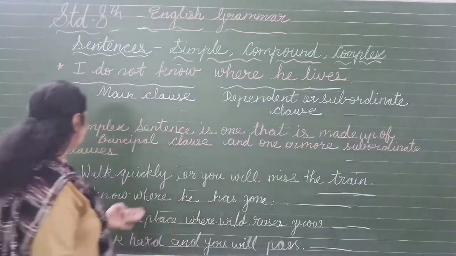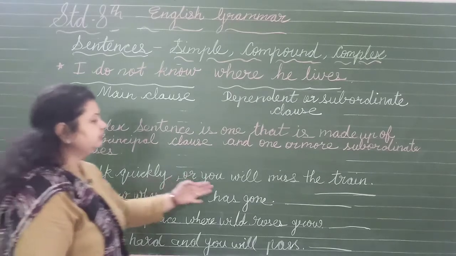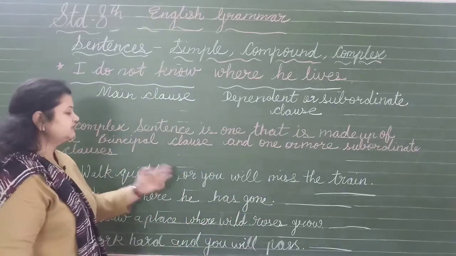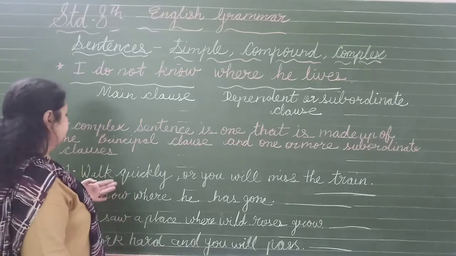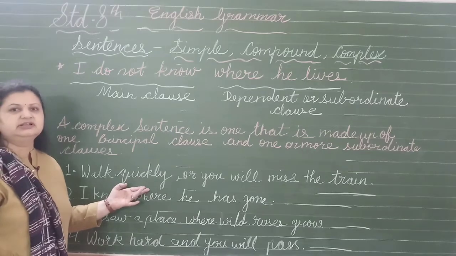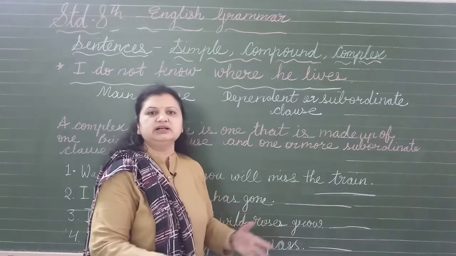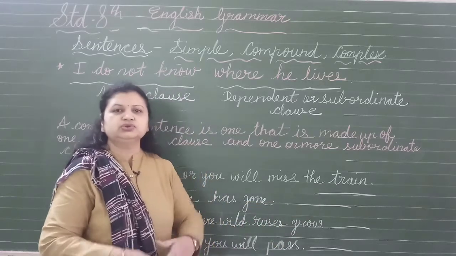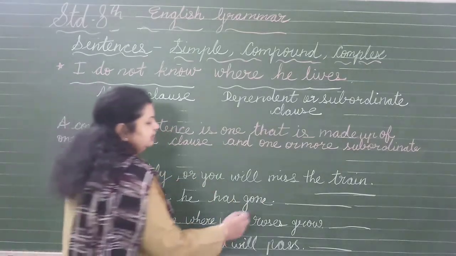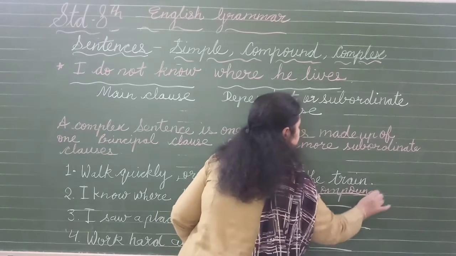Now here I have written more examples, so have a look. Walk quickly or you will miss the train. Now here, can you guess which kind of sentence this is? Yes, it is compound, because "walk quickly" is enough to say the meaning is complete, and the second, "you will miss the train", is also a separate and independent clause. So two independent clauses come together in one sentence, so it is a compound sentence.